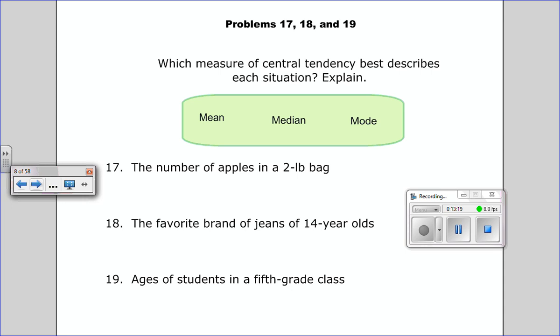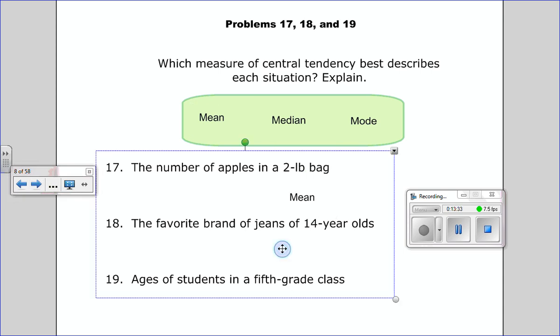All right, let's go ahead and check 17, the number of apples in a 2-pound bag. If you bought a whole bunch of 2-pound bags, you'll find generally there's about the same number of apples in a bag. Some might weigh a little bit more, but not too much more. So here I would say mean would be the most appropriate response.